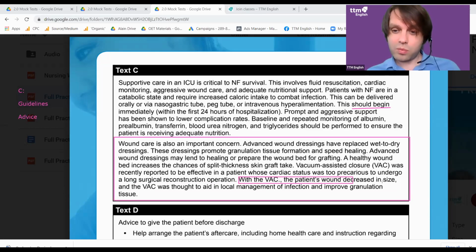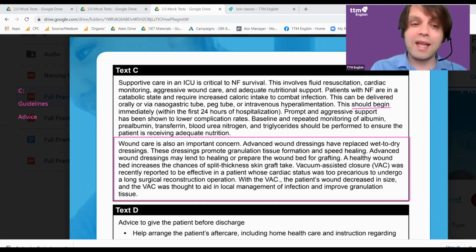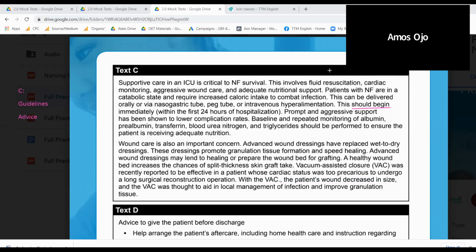With VAC, the patient's wound decreases in size. And what is that? That's a strange one. Vacuum seal was recently able to be effective. No, I think we're okay. I think we can just go with these two. Critical care, advice on critical care.